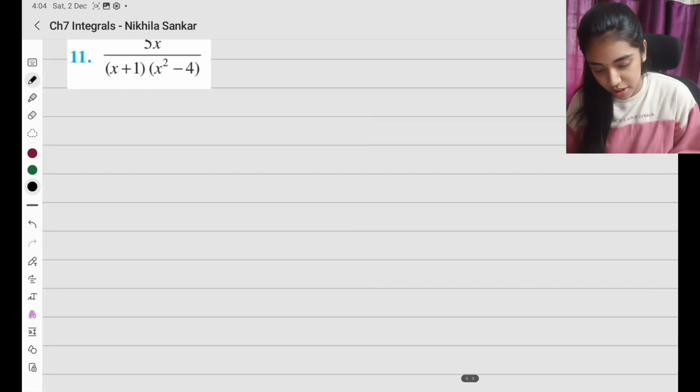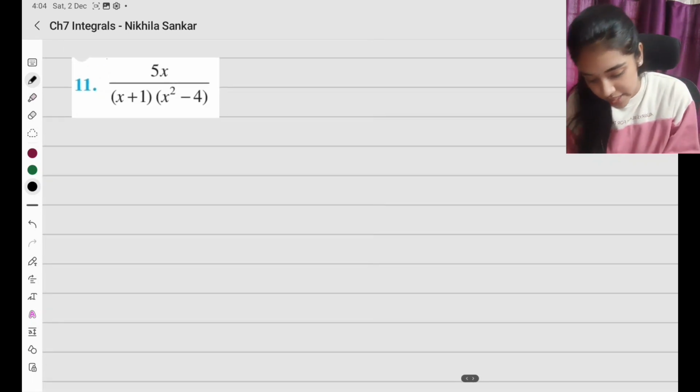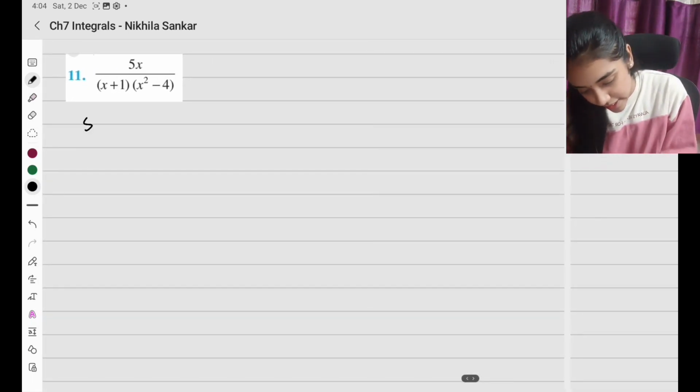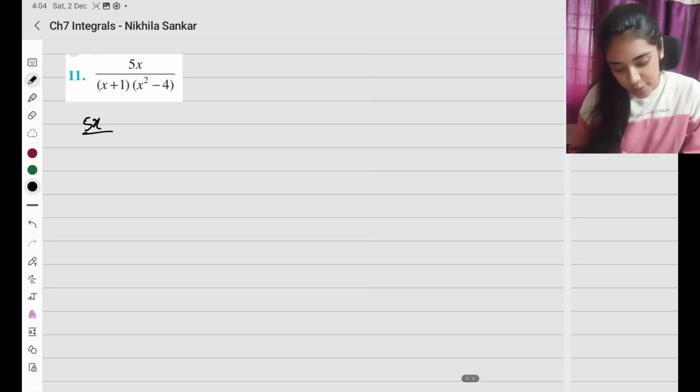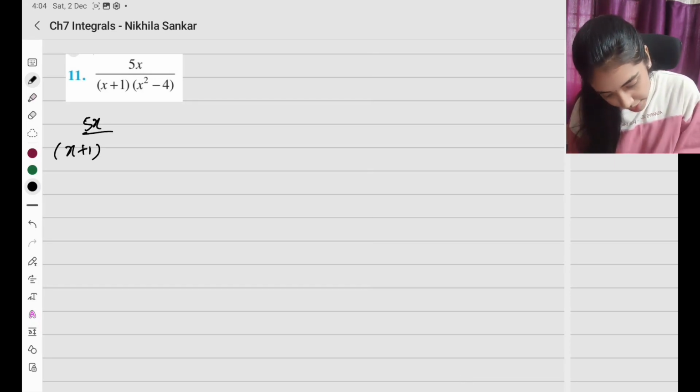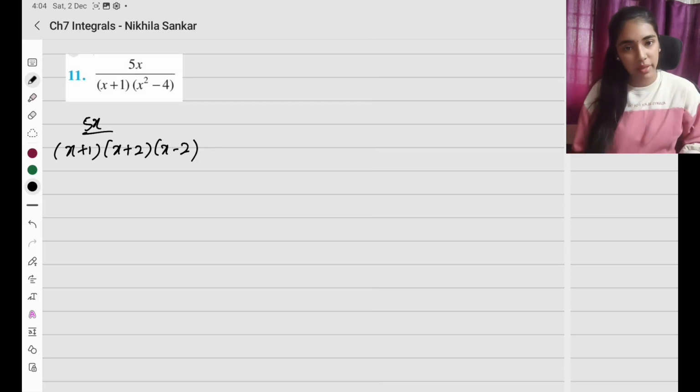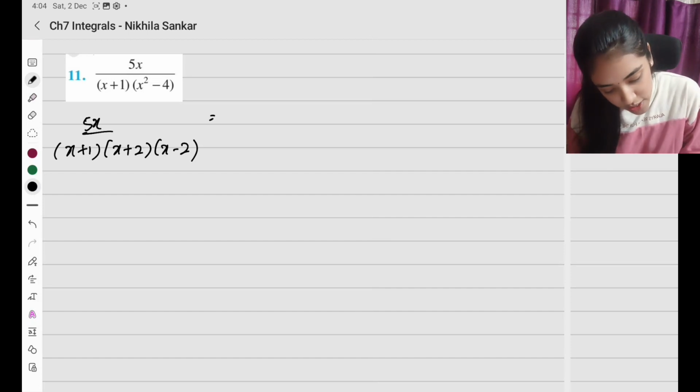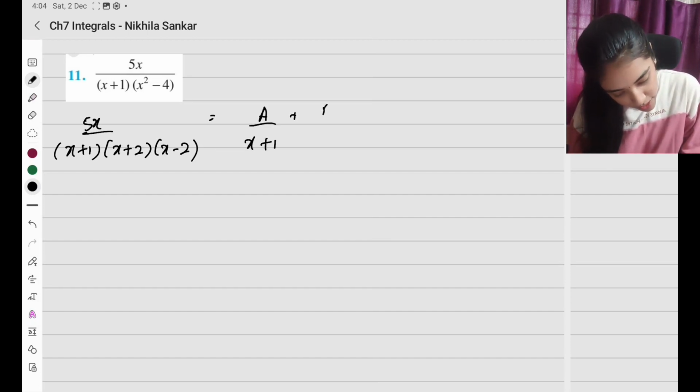Question number 11. Pona question marda. So basically I can rewrite this as 5x divided by x plus 1 times x plus 2 into x minus 2. X square minus 4, which is 2 square, a square minus b square, a plus b into a minus b. So I can split this as 3 different factors, which is a by x plus 1 plus b divided by x plus 2 plus c divided by x minus 2.